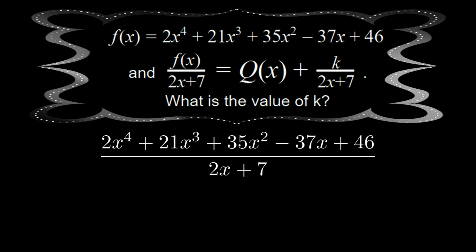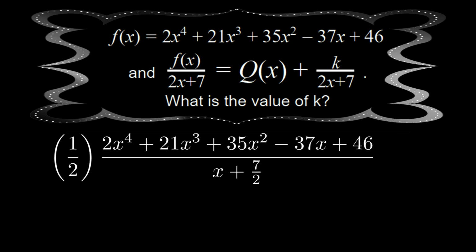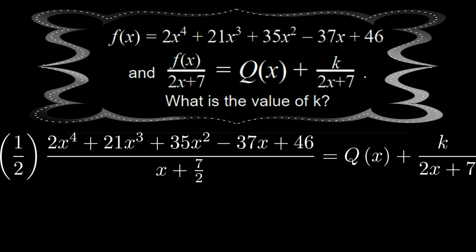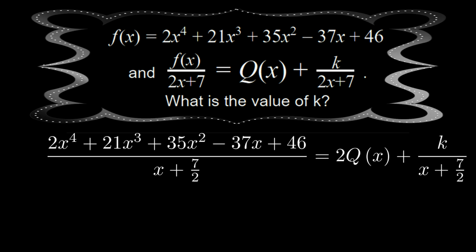So let's do a little bit of tricky math manipulation. If we multiply the top and the bottom by 1/2, we can get rid of the coefficient. I don't want fractions on top, so let's pull out the 1/2. According to our original equation, this is equal to q of x plus k over 2x plus 7. Let's multiply both sides by 2, and let's divide the top and the bottom of the rightmost term by 2.